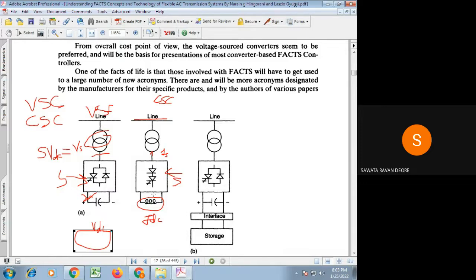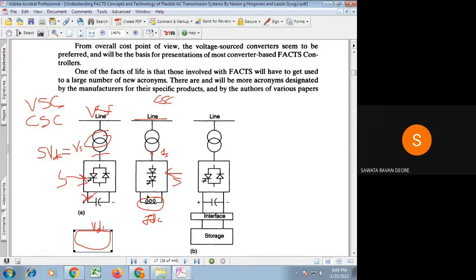Whereas in the current source converter, the reversal of power flow can be done by establishing the reverse voltage. By establishing the reverse voltage across the inductor, the direction of current is the same. Whether we absorb or inject the reactive power, the direction of current is the same in the current source converter. The direction of voltage is constant.